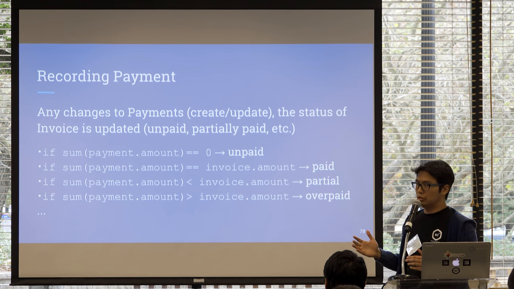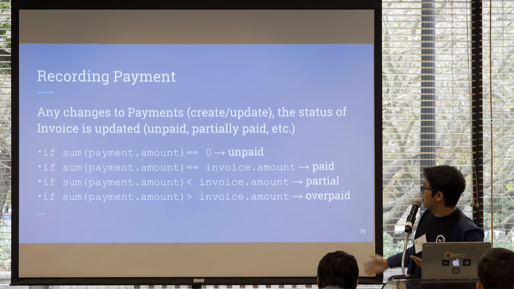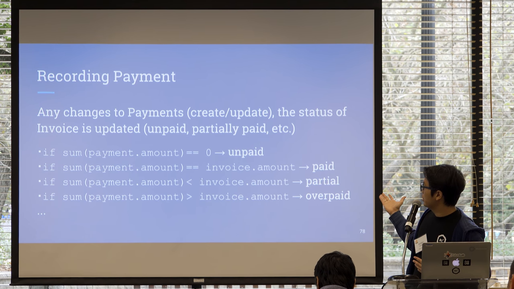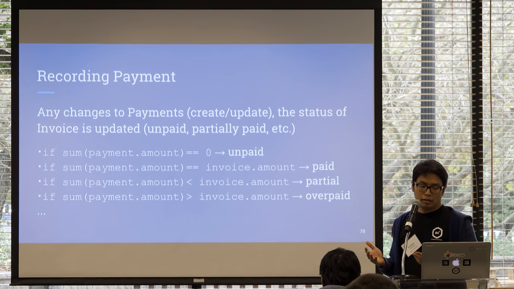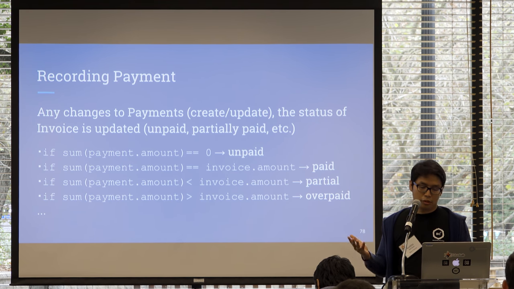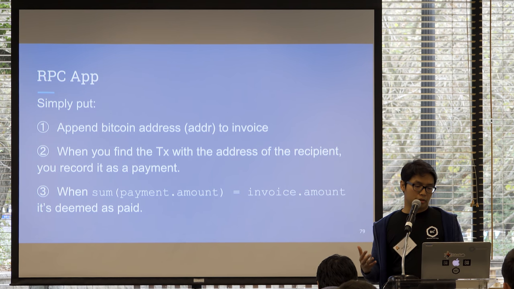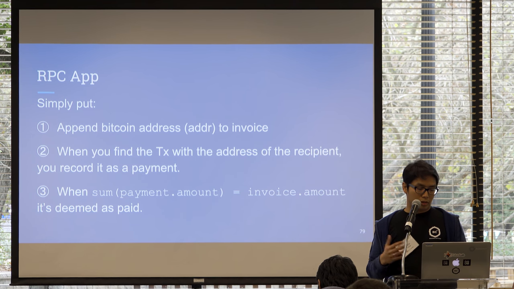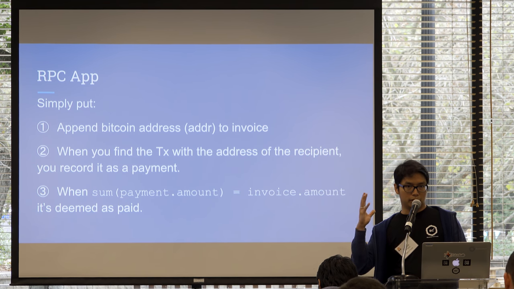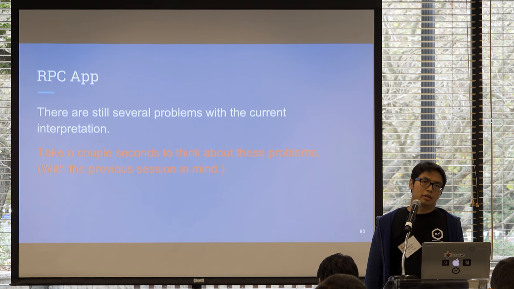So you have maybe these kinds of statuses: zero, nobody has paid yet. If you have the exact amount in there, then you can assume that it's already paid. If you have less than that, then it's partially paid, or maybe somebody put more than needed into it, then somebody overpaid. This is just to get the idea. So this is just a summary: you append a Bitcoin address to a particular invoice, and you find the transaction with the address of the recipient you recorded as a payment. And when it's equal, you want to set it as paid. Very simple. Still a lot of problems, right?